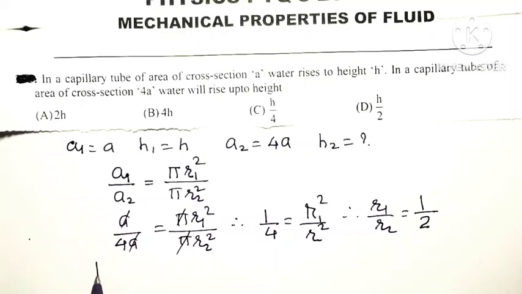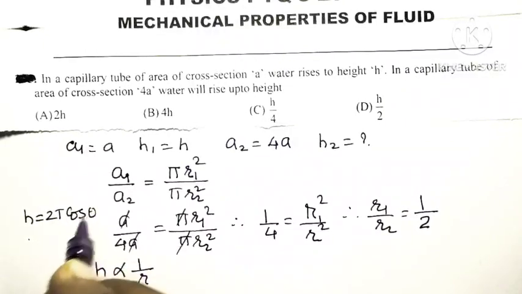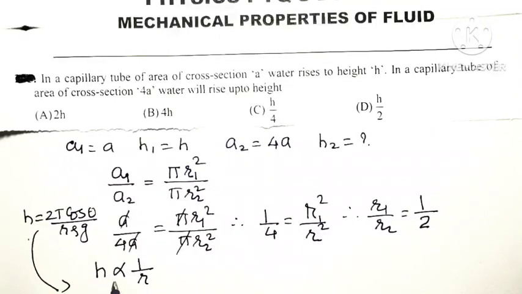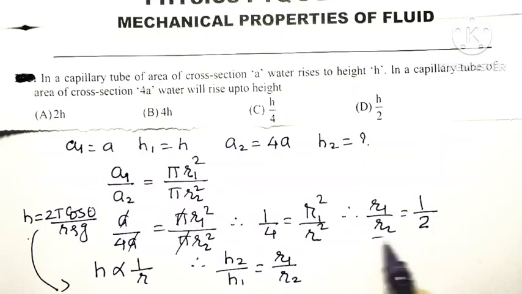But we know the rise of liquid in a capillary tube, h, is inversely proportional to the radius of the capillary bore. h is equal to 2T cos theta upon r rho g. So from this expression we can say h is inversely proportional to r. Therefore, H2 upon H1 is equal to R1 upon R2. But what is the value of R1 upon R2? R1 upon R2 is equal to 1 by 2.